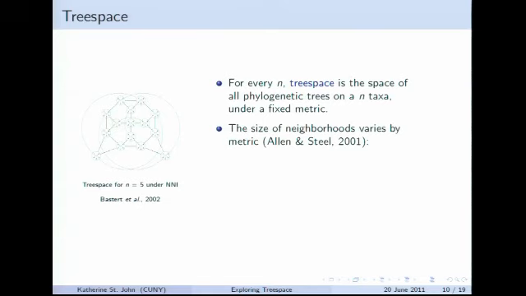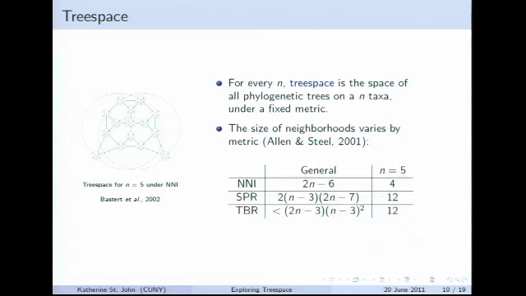So the size of the neighborhood, and in this case, if I focus on this center tree, it has 4 neighbors, 4 first neighbors. The size of the neighborhoods varies by metric, and this is from Allen and Steel, 2001. Here are the general bounds. For NNI, there are always exactly 2n minus 6 neighbors. In fact, if you think about NNI tree space as a graph, it's a k-regular graph where k equals 2n minus 6. So it has some actually interesting properties for that. In this particular case, there are very few neighbors.